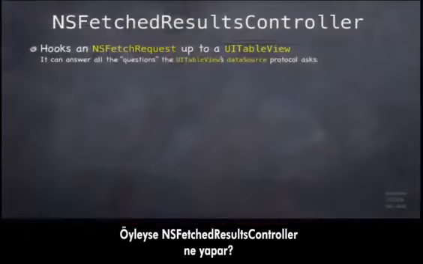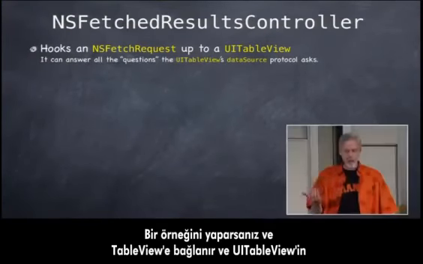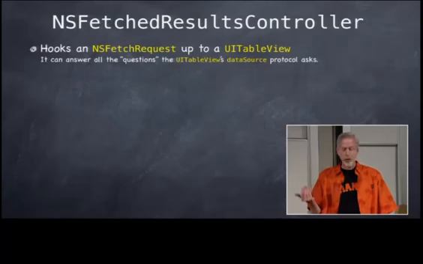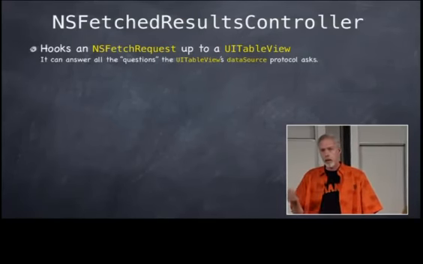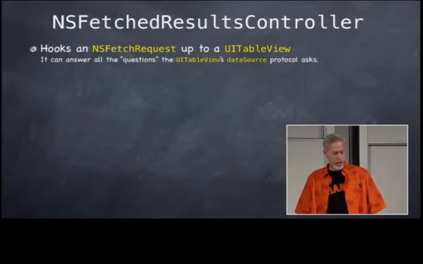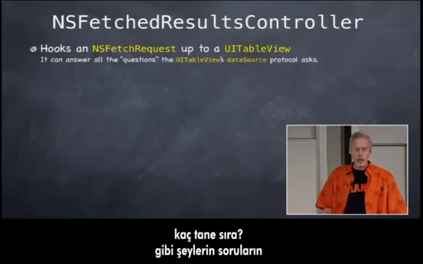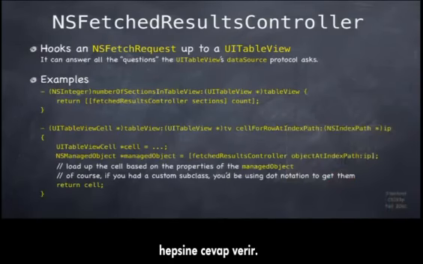So what does NSFetchedResultsController do? It's an instance. You create an instance of it. It gets hooked up to the table view. It serves as the UITableView's data source protocol answerer. It basically is its data source delegate, and so it answers all those questions, how many sections, how many rows, all that stuff.